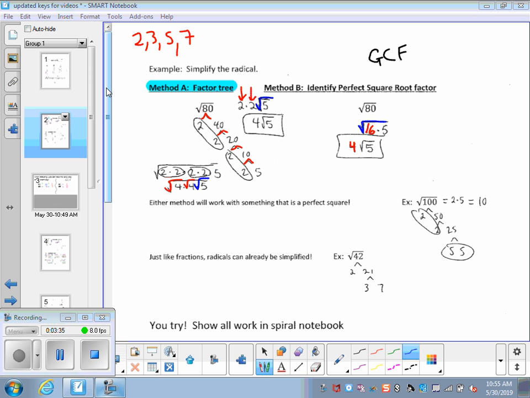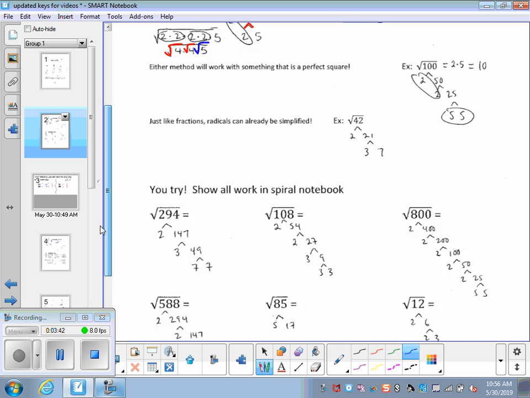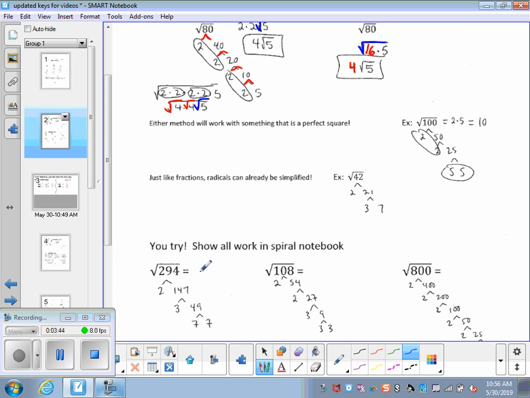Alright? Now I think the easiest thing for me to do is, once I've shown you one example, I'm going to go ahead now and show you another example down here with the 294.